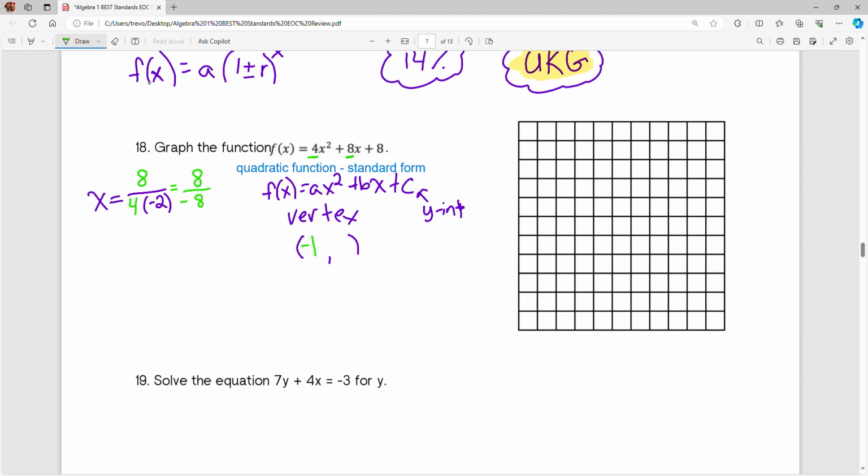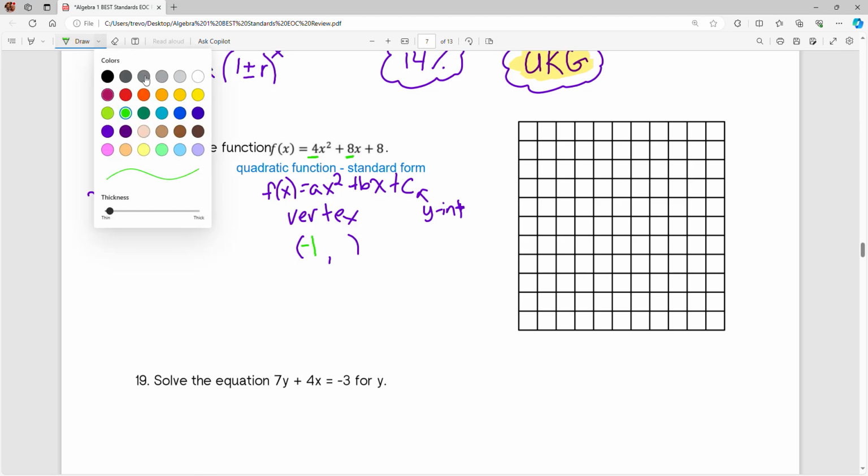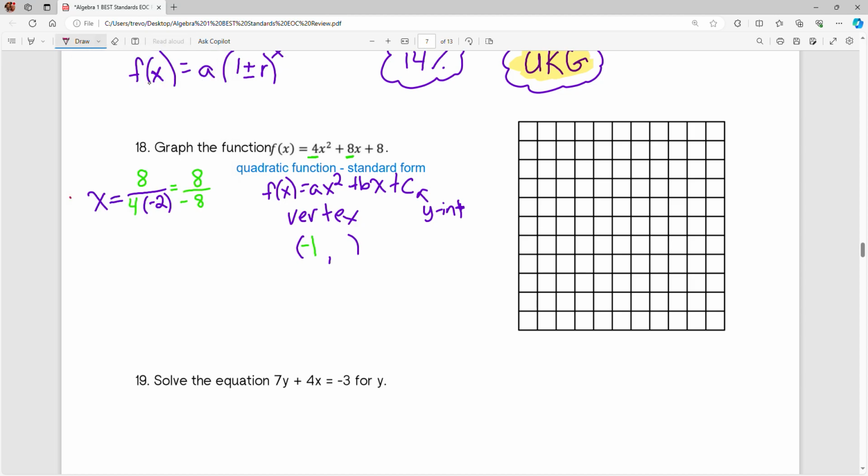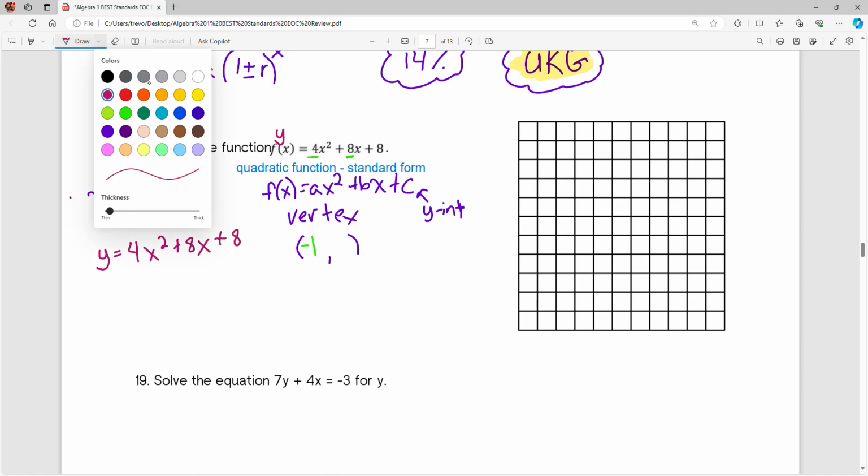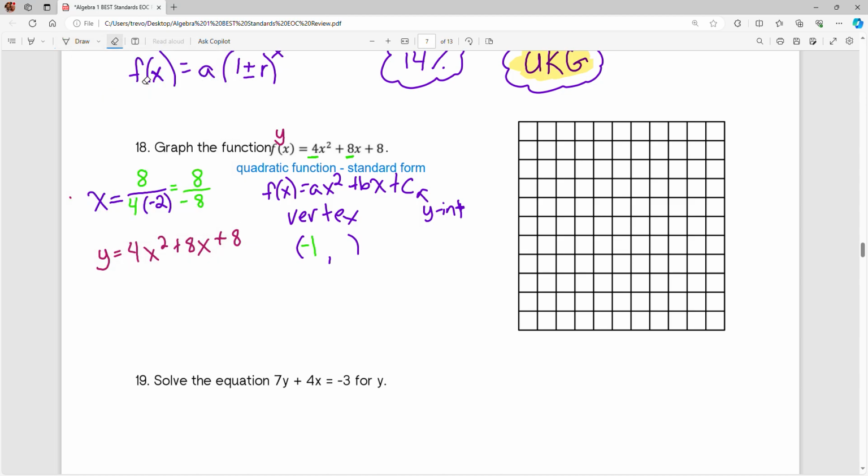And now that I know my x coordinate, I can find my y coordinate by plugging my x coordinate into the function. So my original equation says f of x, but I'm just going to call it y, equals, right? I can just call that y. Y equals 4x squared plus 8x plus 8. And I'm just going to sub in that negative 1 for my x.